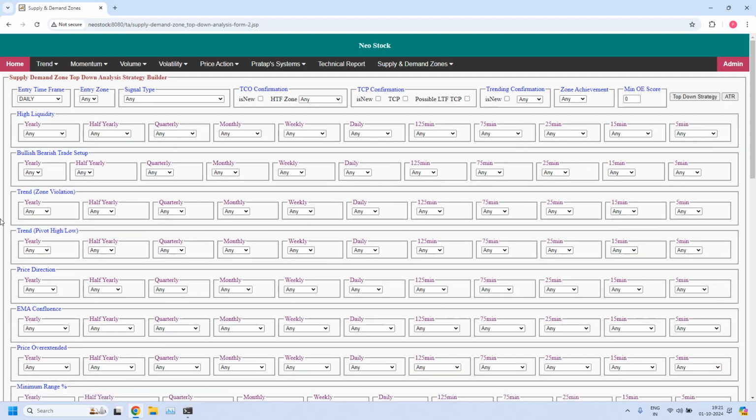Next, bearish trade setup for monthly income trade. Entry time frame is a daily. Entry zone should be supply zone. In bullish or bearish trade setup, at a daily time frame, I am selecting the value bearish, and this daily supply zone should not be pierced.